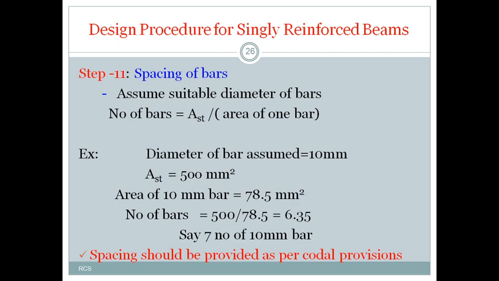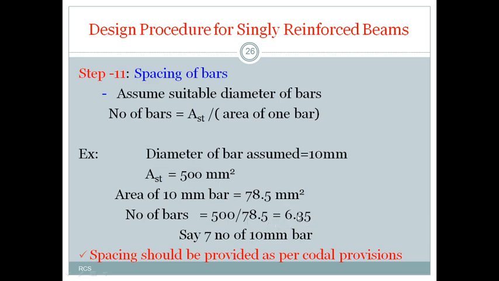Next, spacing of the bars. How to calculate the spacing and the number of bars here? Assume a suitable diameter of bars, and the number of bars can be calculated by dividing the calculated area of steel by the area of one single bar. I have given one example here. The diameter of bar assumed is 10 mm. Ast I have calculated from previous data is 500 mm square, and the area of a 10 mm bar is 78.5 mm square. The number of bars required is 500 by 78.5, so I have got 6.35.